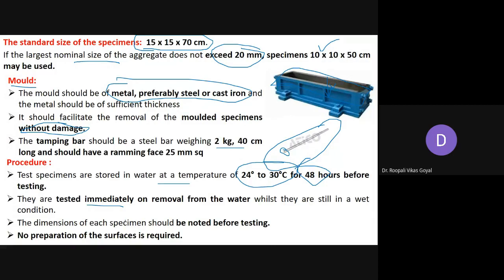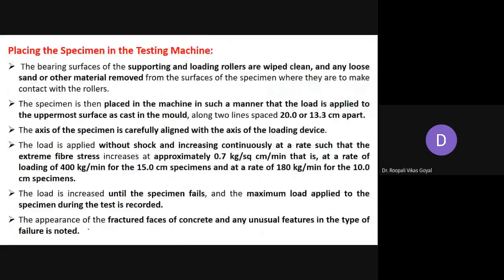You have to note down the dimensions of the specimen as per our requirement before testing, and no preparation of the surface is required. In case of a cylinder we are doing capping, but here there is no need for such preparation. Whatever your specimen is, you just have to place it on the machine. The bearing surface, supporting and loading rollers, you have to clean all of them, and any loose or sand material you have to remove. Then the specimen is placed on the machine in such a manner that the load is applied at the uppermost part of the casting mold.